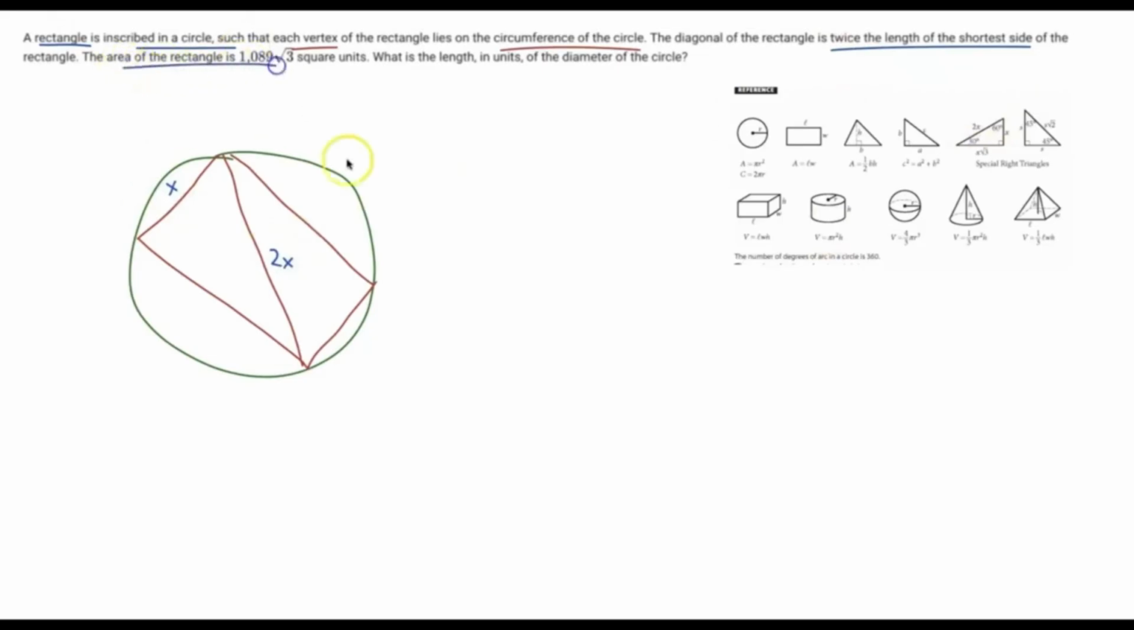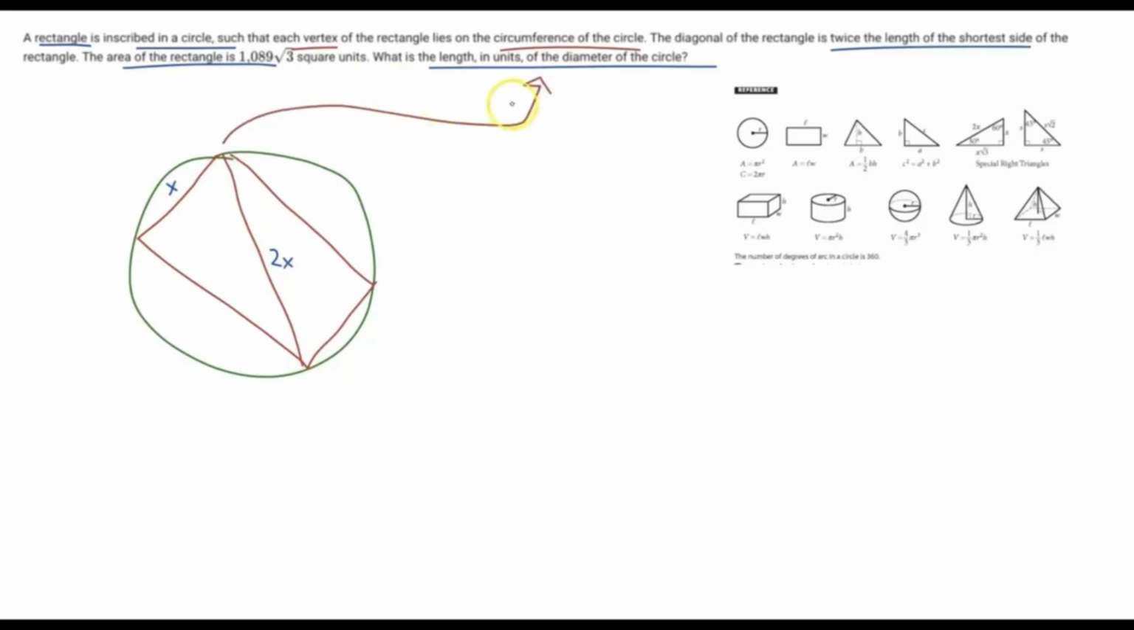The area of the rectangle is 1089 times square root 3 square units. What is the length in units of the diameter of the circle? All right, so the diameter of the circle is just its radius times 2, because that's from one end of the circumference to the other end of the circle. And you can see that the diagonal actually satisfies that condition. Therefore, the diagonal of this rectangle is the diameter of the circle.